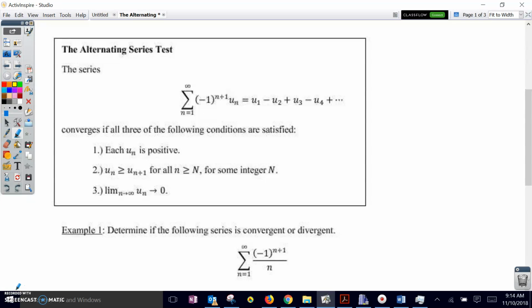Alright, welcome back everybody. In this video we're going to look at the alternating series test and how we use it to show the convergence or divergence of alternating series. You see the alternating series test outlined here at the top of the screen.